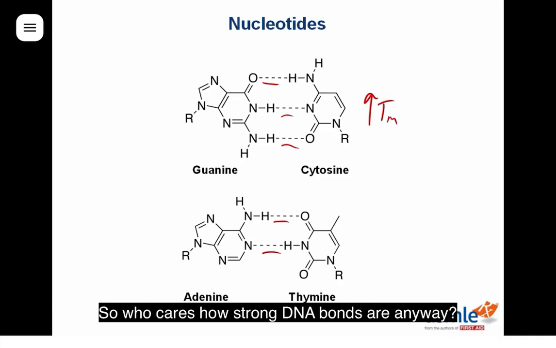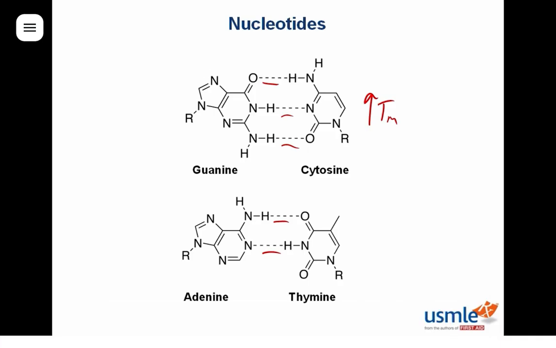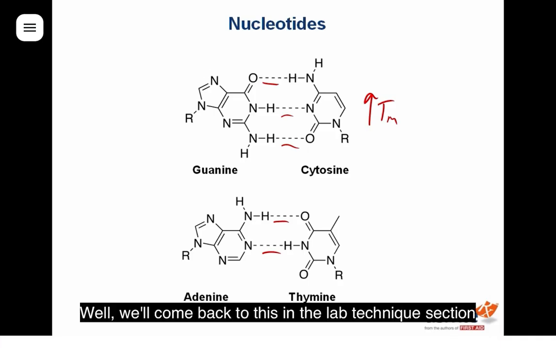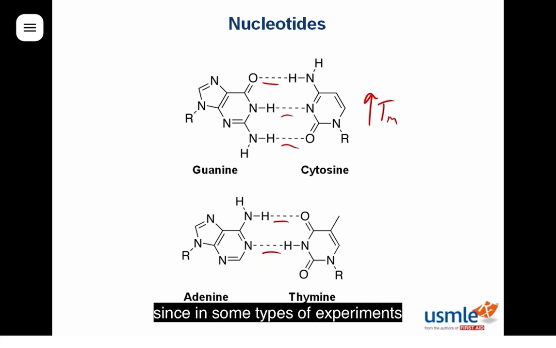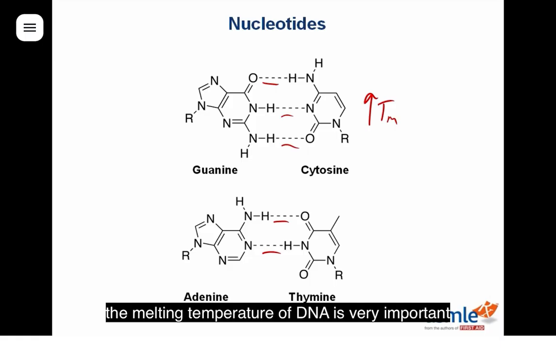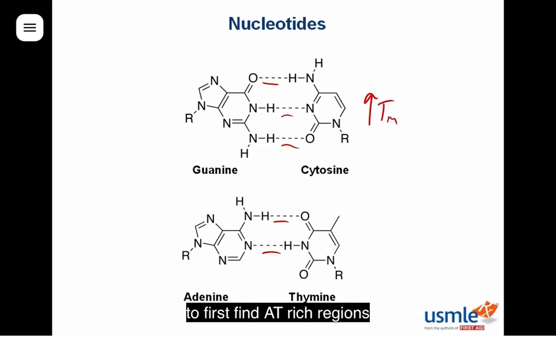So who cares how strong DNA bonds are anyway? Well, we'll come back to this in the lab techniques section, since in some types of experiments or diagnostic tests, like PCR, the melting temperature of DNA is very important. And it's also important anytime you have to transcribe DNA into RNA, or replicate DNA, because the proteins that do these things have to first find AT-rich regions so they can separate the strands.